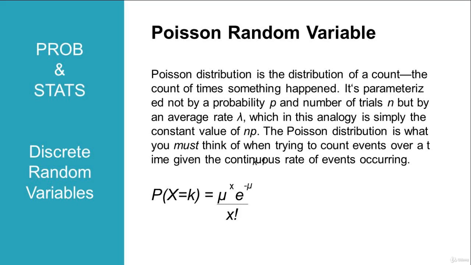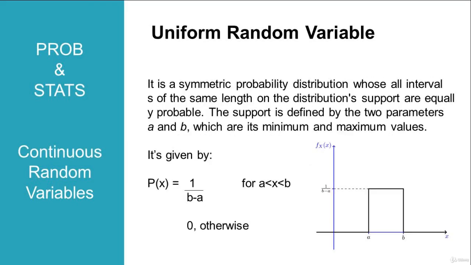Next, we move on to continuous random variables. We start off with uniform random variables, which model an experiment in which every outcome within a continuous interval is equally likely. As a result, the PDF, or the probability density function, is constant over the interval.